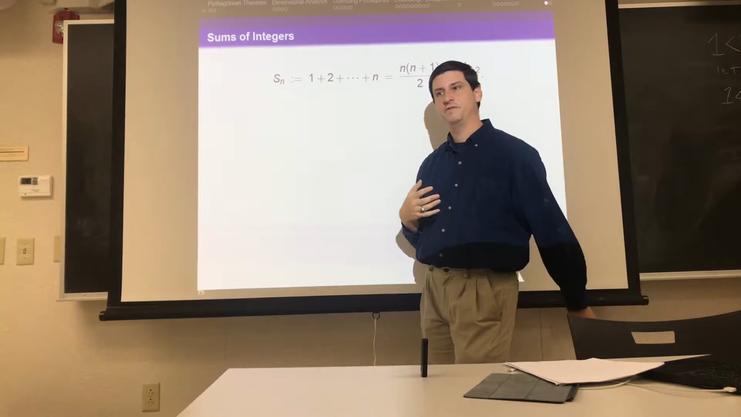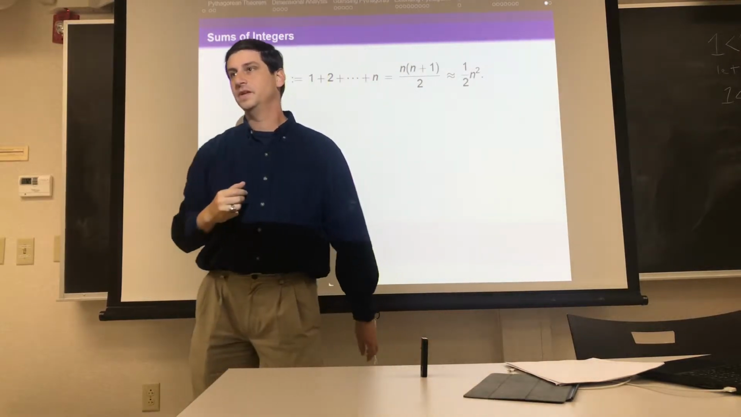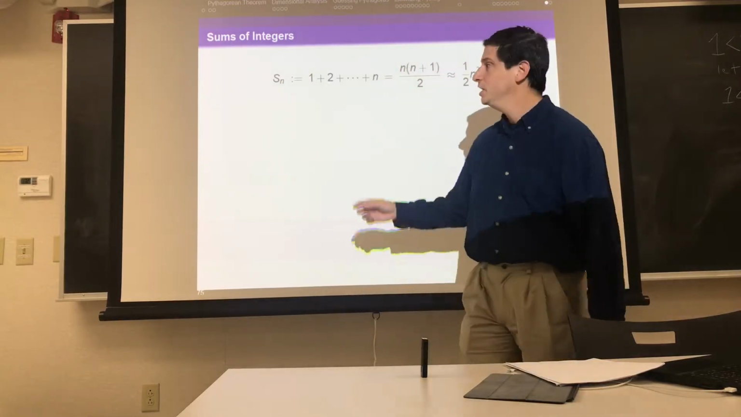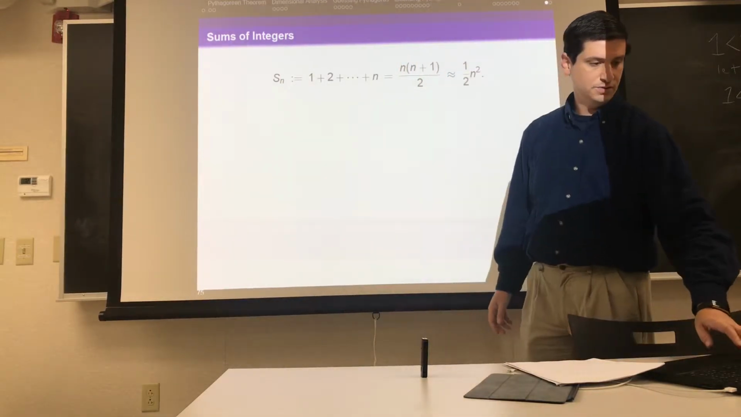Can anybody give me an upper bound for the sum? N squared. N squared. Each term is at most n. So we know the sum is somewhere between n and n squared. The question is, which is it closer to?